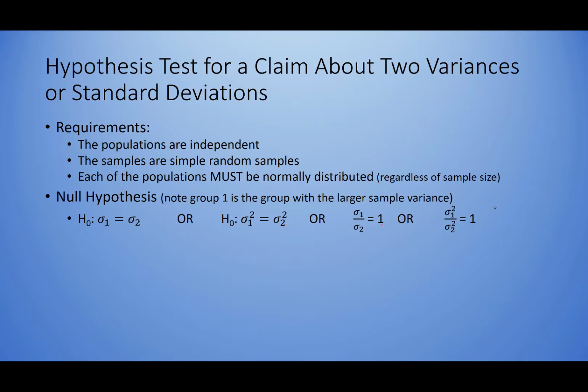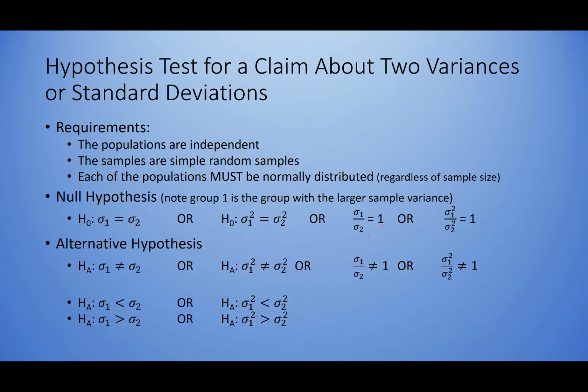Now, our alternative hypothesis can take the three typical forms that we've talked about: the not equal, the less than, or the greater than. It could also be in any of these particular forms. I didn't write all of them out, but if we are using just standard deviation 1 equals standard deviation 2, then we would go with the alternatives that either the standard deviations are not equal, standard deviation 1 is less than, or standard deviation 1 is greater than. If we're doing variances, just make sure we have the variances in those places.